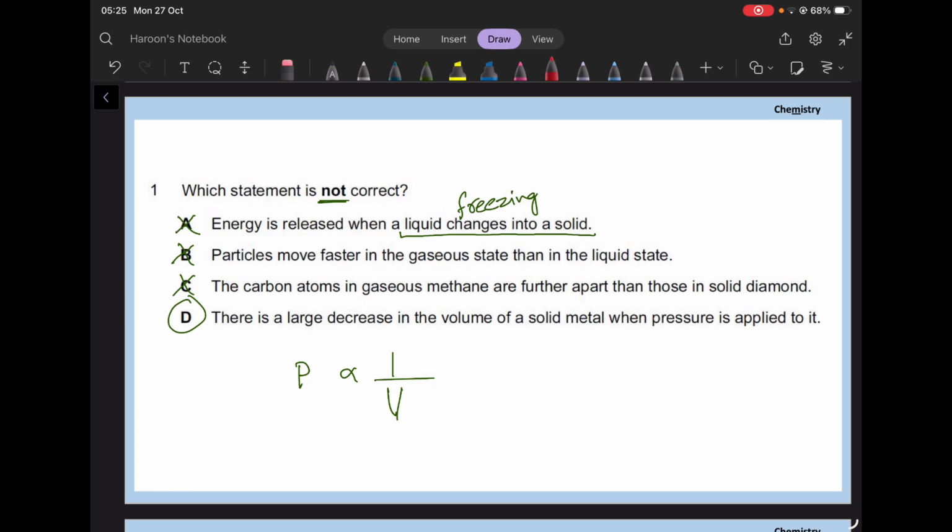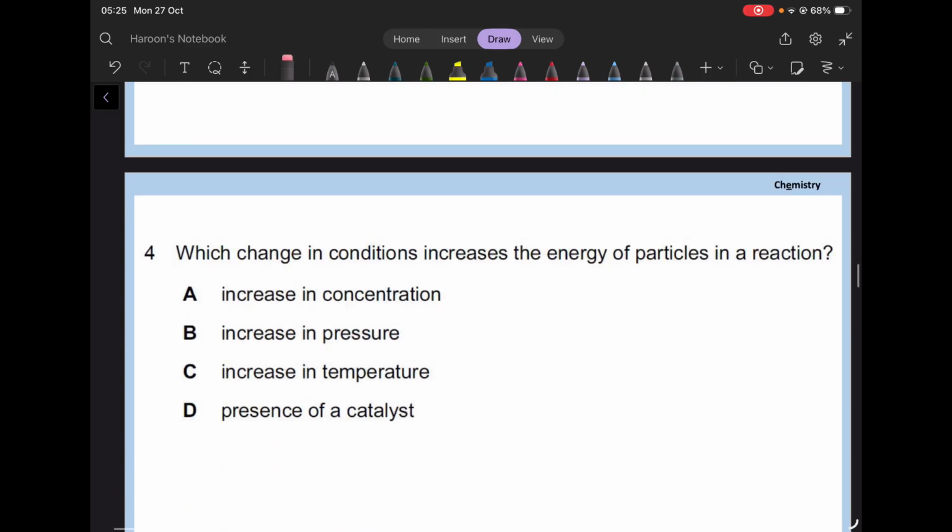So over here they are saying there is a large decrease in volume. A decrease in volume would be due to an increase in pressure, an inverse relationship. When pressure is applied to it, you can see when we increase pressure, the volume decreases. Inverse relationship, D is the correct answer.